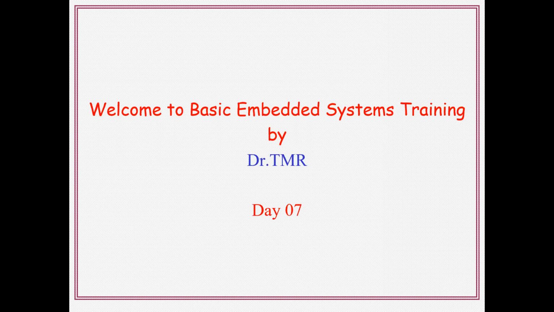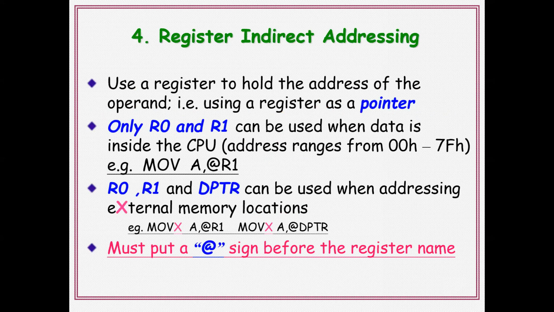In this session, we will cover the remaining addressing modes supported by the 8051 microcontroller. Last session, we discussed the first three addressing modes. The fourth addressing mode is register indirect addressing mode. In this mode, a register holds the address of the operand, so it is using a register as a pointer.